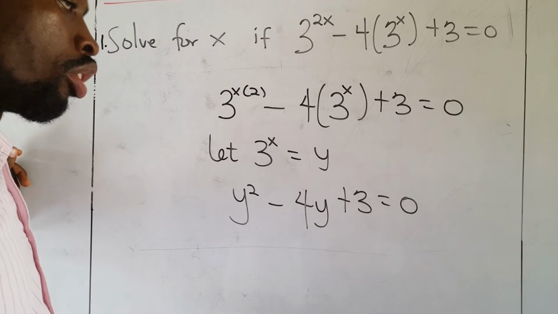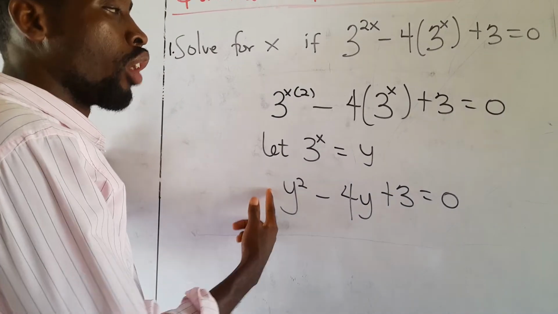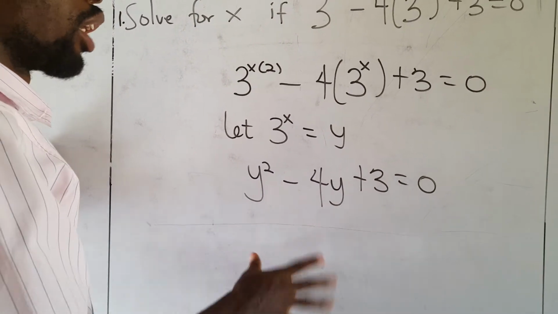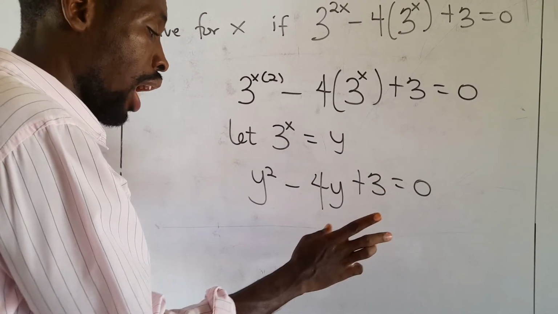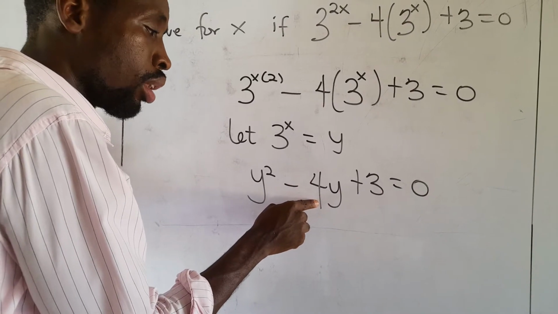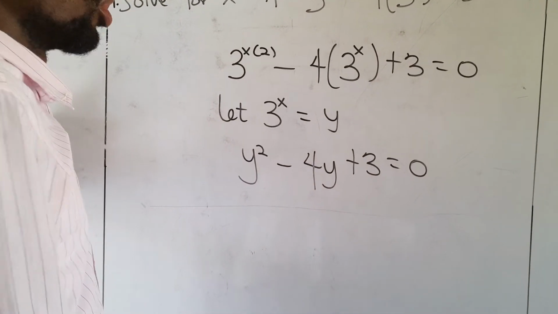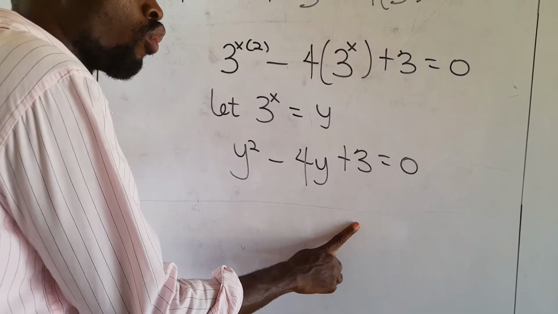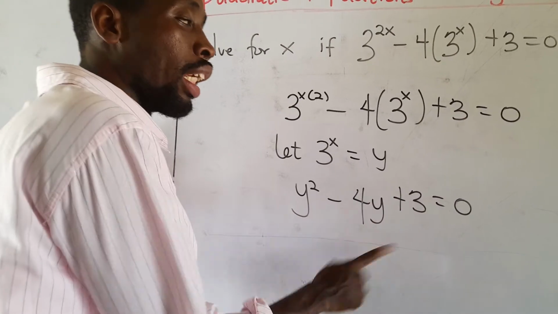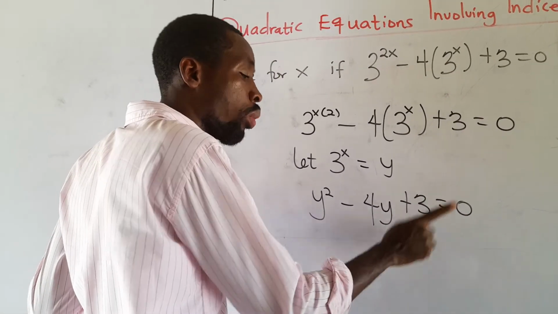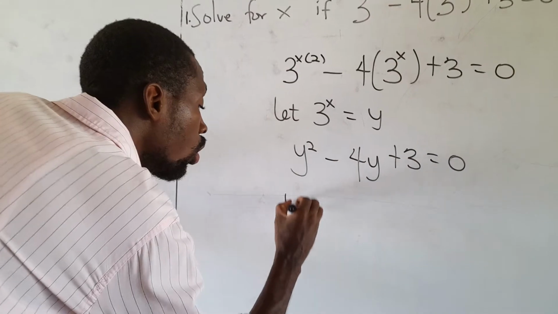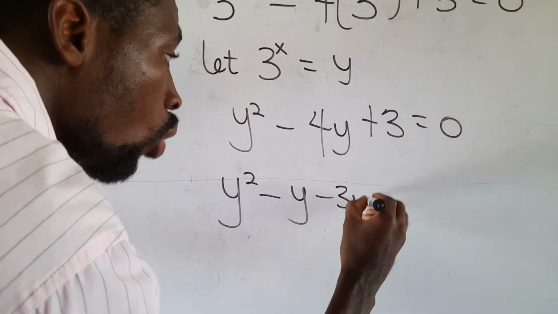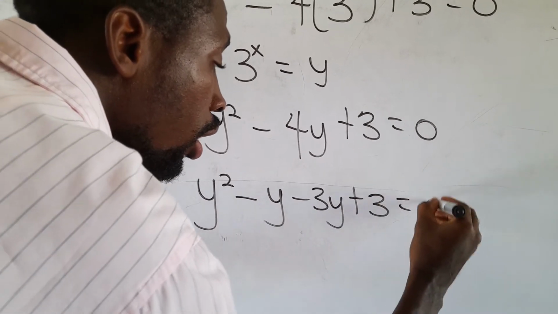Now we solve. Remember how to solve a quadratic equation. You first check that the coefficient here is 1. If it is, then you find the factors of the constant that, if you add, you get the linear term, and when you multiply, you get the constant. So the factors are negative 3 and negative 1. Negative 3 plus negative 1 will be negative 4, and negative 3 times negative 1 will be 3. So now we have y squared minus y minus 3y plus 3 equal to 0.